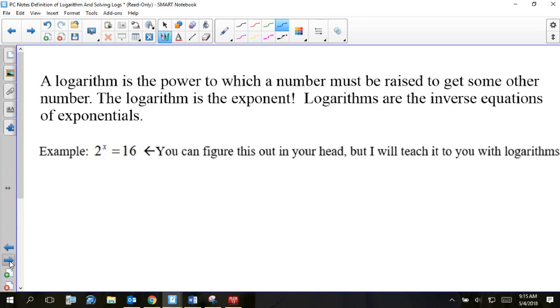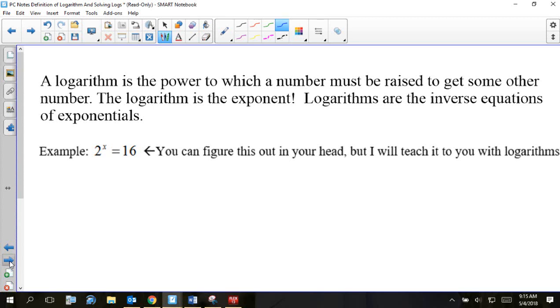So the definition of a logarithm: a logarithm is a power to which a number must be raised to get some other number. The logarithm is how you get the exponent. So if I'm asked to solve for an exponent, I am going to use logarithms. Logarithms and exponentials are inverse operations. They undo each other, just like multiplication and division.